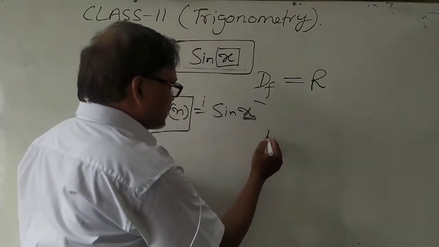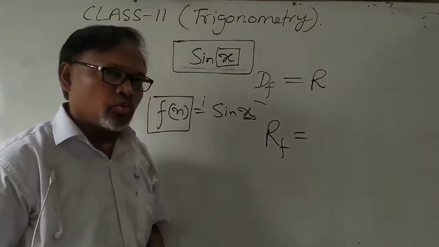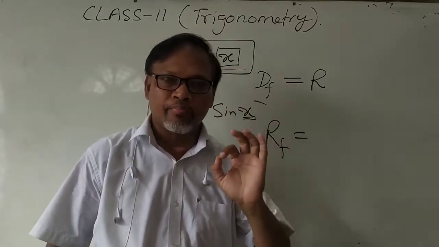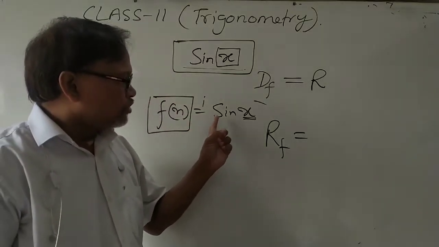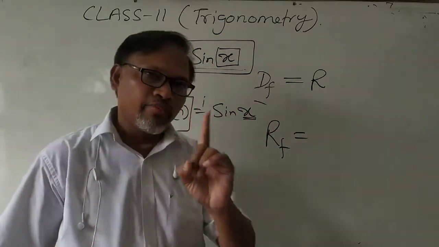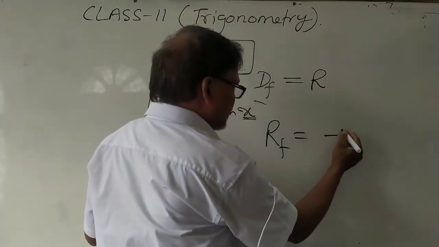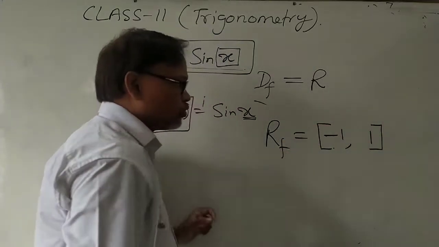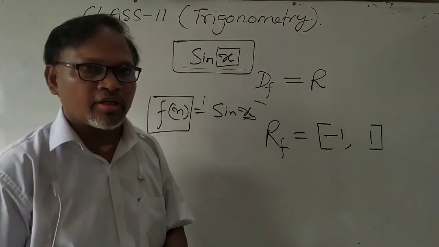So the range in this case is represented by R f. For the maximum value of sin x, whatever value of x you put, you will get the maximum value 1 and the minimum value -1 of this function. So the range of the function is -1 to 1, and then we use this close bracket, and I have told what is the meaning of the brackets.